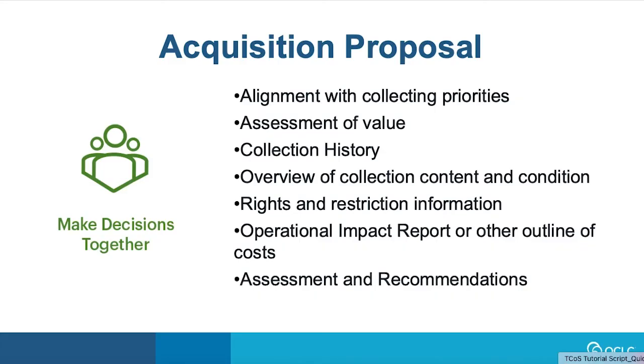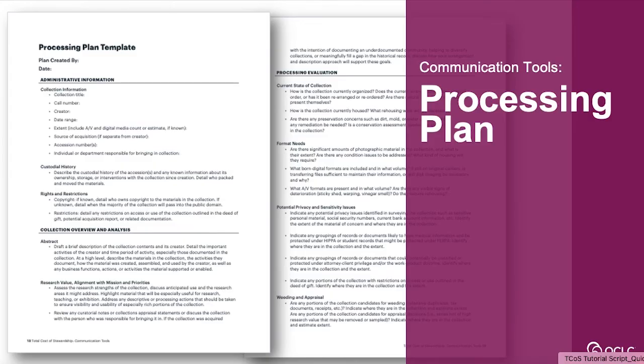Again, this report pulls together information that may be gathered on site visits or in pre-acquisition conversations, along with expert opinions on collection value and impacts from relevant staff members, and a report on the cost and impact estimates for processing, cataloging, and other collection stewardship needs. Those costs and capacity impacts can be reported using the operational impact report. Our next tool is the processing plan, which also supports the make decisions together element of the framework.